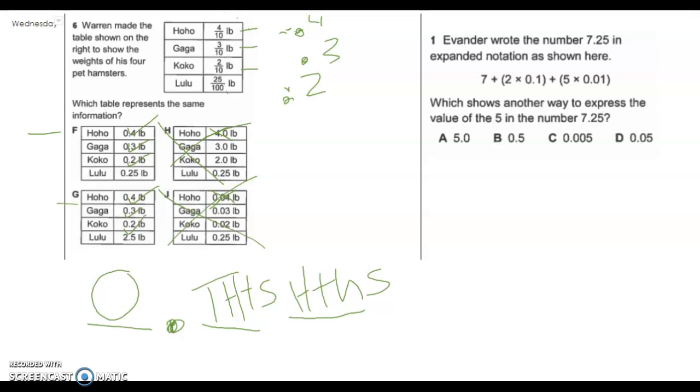Okay, so now we're on Lulu. So we would say Lulu, 25 hundredths. So that means that we want to put behind our decimal a 2 in the tenths place, and a 5 in the hundredths place to make 25 hundredths. So F looks good. G, though, says 2 and 5 tenths. So that cannot be correct. So the correct answer is F.